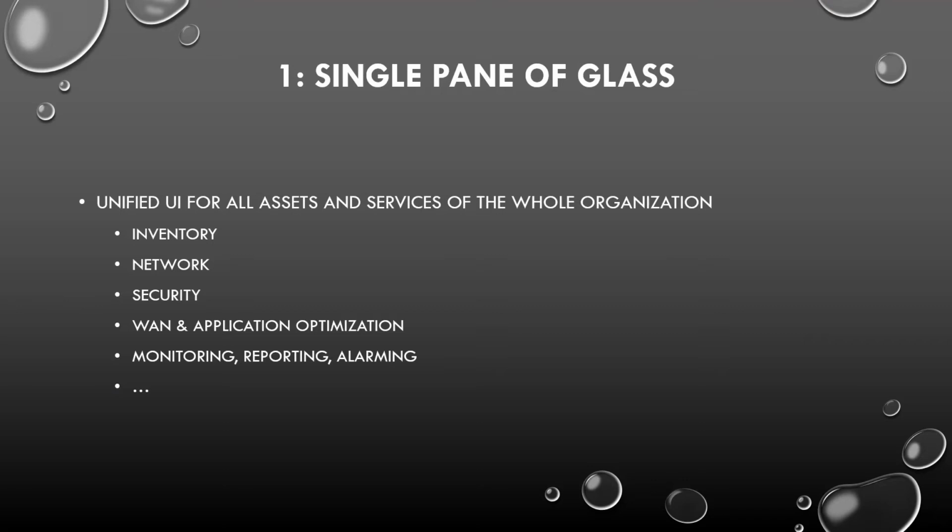And the number 1 can refer to single pane of glass. To make it easy, you can consider it as a unified user interface to manage all your assets and services in your network. So it can hold the inventory of all your sites. It can centrally manage all your network configurations, security policies, WAN and application optimization features, and the dashboards for monitoring, reporting, alarming, etc.